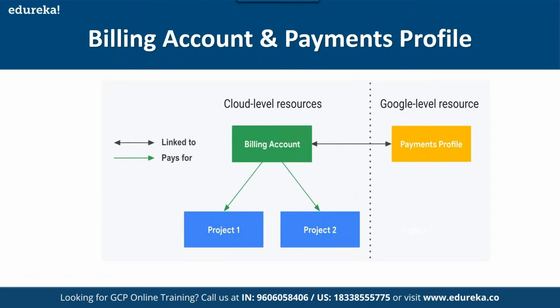Now while paying it, you can just accumulate all those costs and make a direct payment using the payment profile that you have, which is again a Google-level resource, with the help of which it can see exactly what services you have utilized at the entire enterprise level. Are you paying the right money or not?